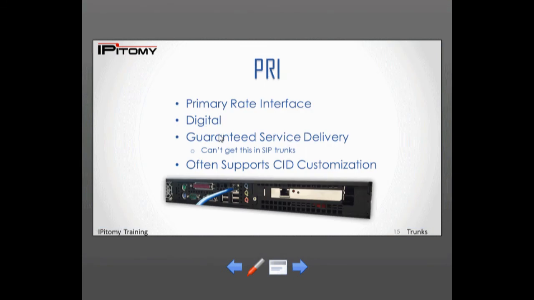PRI trunks are a high-quality trunk option that is time-tested. We recommend digital trunks whenever possible, and PRI is the best choice when bandwidth is insufficient for adequate use of SIP trunks. PRI is primary rate interface, digital, guaranteed service, and often supports features associated with IP telephony implementations. Check the carrier to see what is possible.